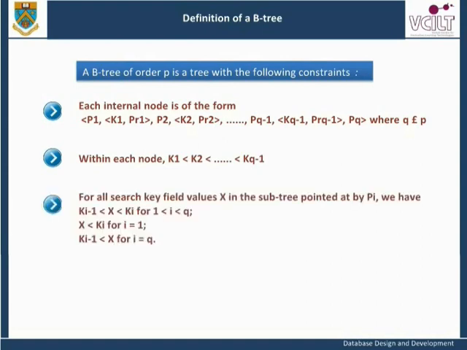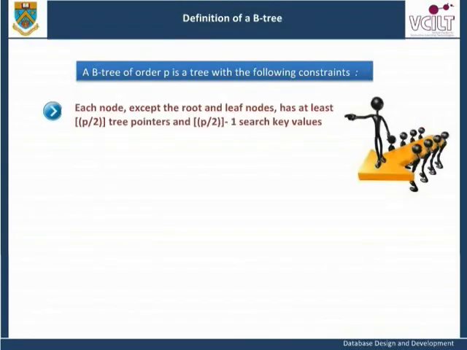For all search key field values, x, in the subtree pointed at by Pi, we have: each node has at most p tree pointers and p-1 search key values. P is the order of the tree, and is the maximum limit. Each node, except the root and leaf nodes, has at least p/2 tree pointers and p/2 - 1 search key values, that is, must not be less than half full.